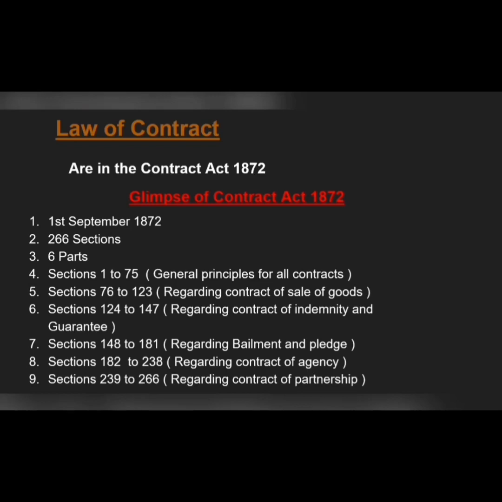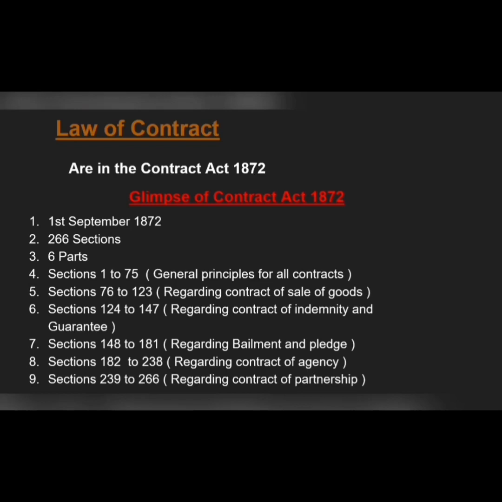Dear students, in front of you here you have a glimpse of Contract Act 1872, or you can say the highlighted features of Contract Act 1872. It came into being on 1st September 1872. This Contract Act 1872 has 266 sections. More precisely, you can say it has 6 parts. Now the classification of 266 sections: sections 1 to 75 belong to the general principles for all contracts.